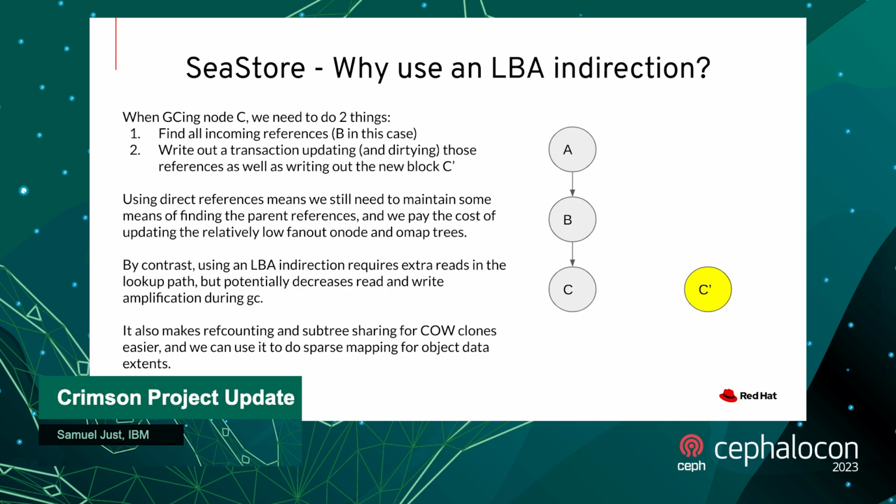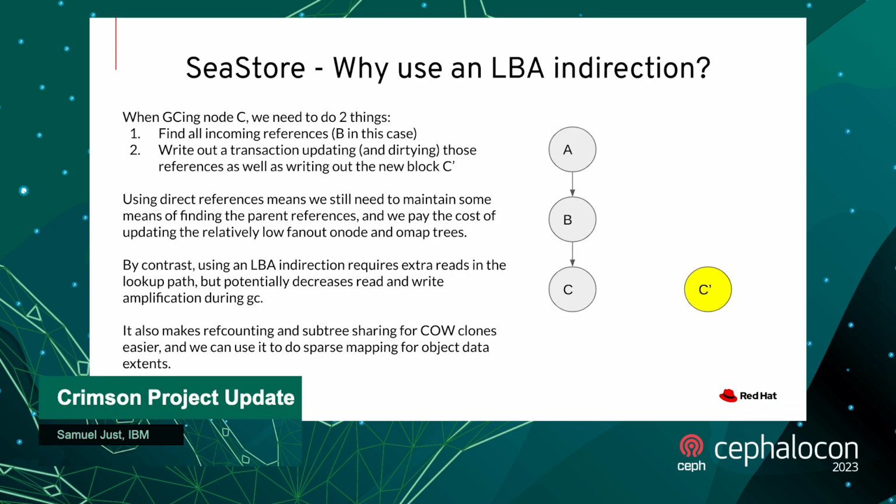Let's say we have this chain of references, A to B to C. Let's say these are nodes in a B tree that reference each other. So if we have to GC node C, and it's still live, of course, we need to find all of the incoming references, B in this case, and write out a transaction updating and dirtying those references as well as writing out the new C, because it's in a new place now. So if we were using physical addresses, this would be quite expensive. We would still need to find a way of finding the parent pointer B. So even if we did use direct references, we would still need some kind of back pointer system.